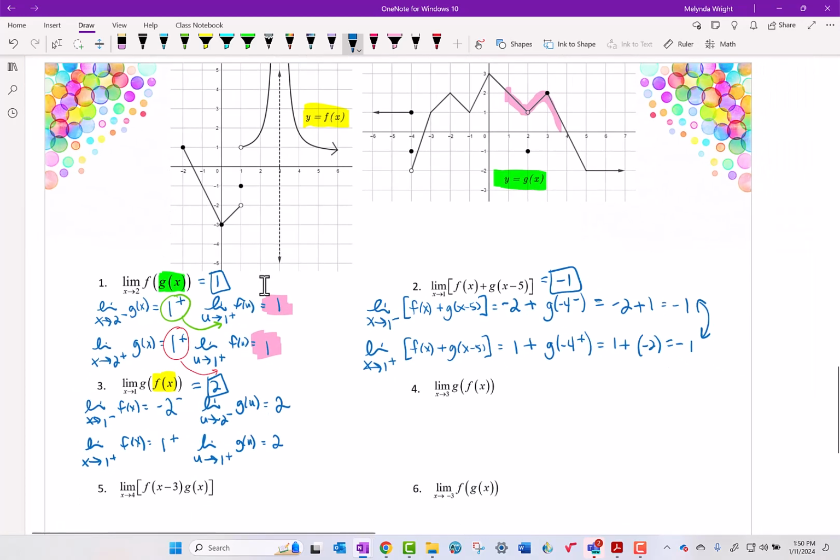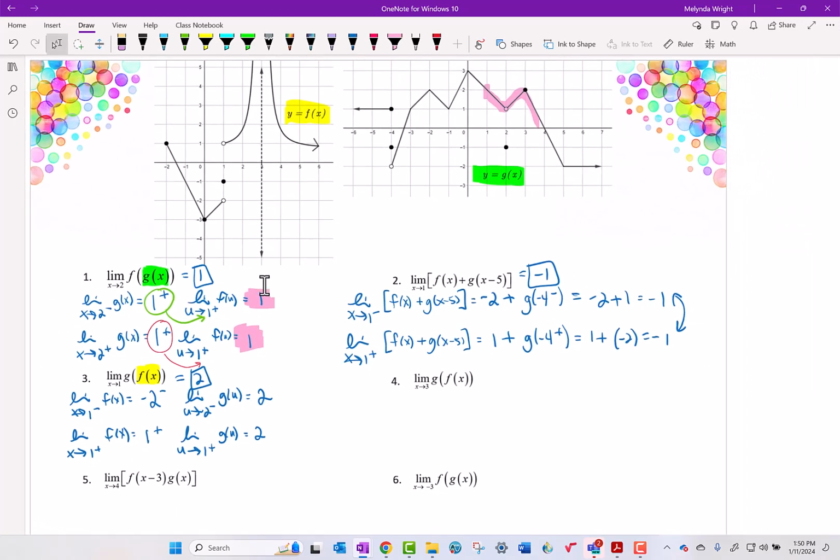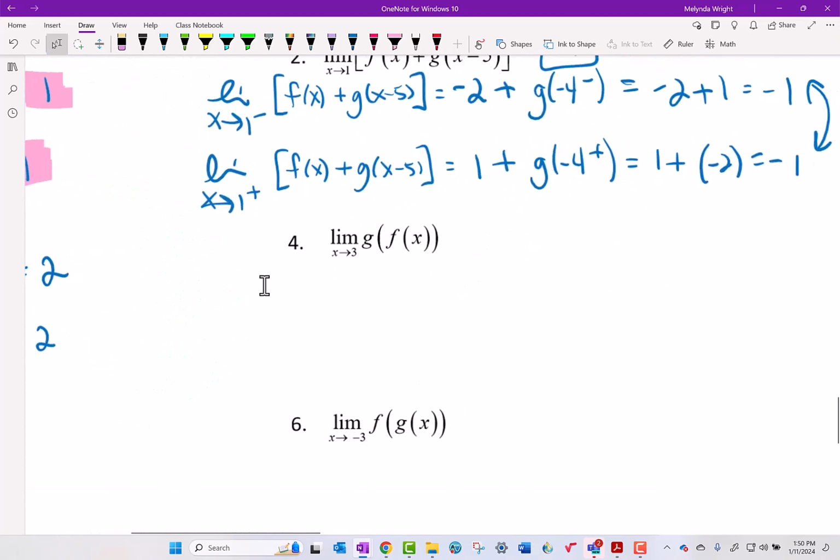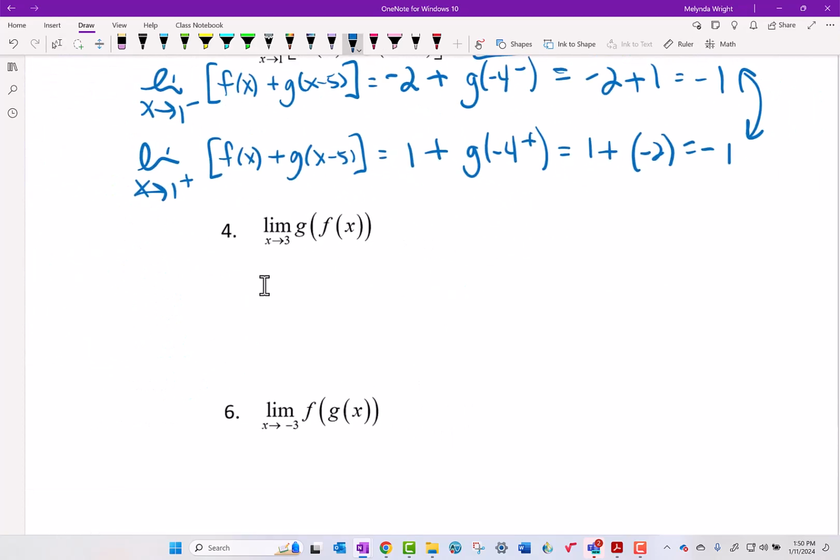Let's look at number 4. That's another composite. Hopefully we're getting the hang of composites. We're feeling okay? Those are all done the same way. So let me write it out. So we've got the limit as x goes to 3 from the left of the inside one, and the limit as x goes to 3 from the right of the inside one.